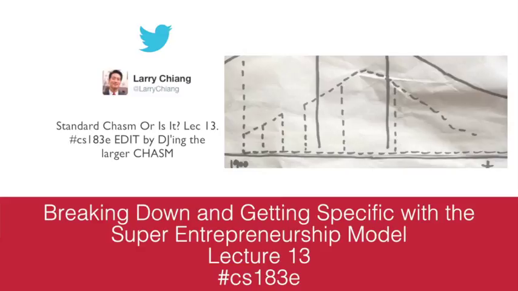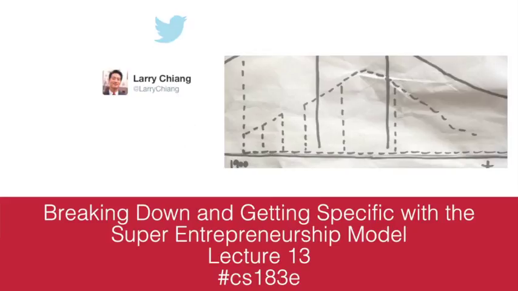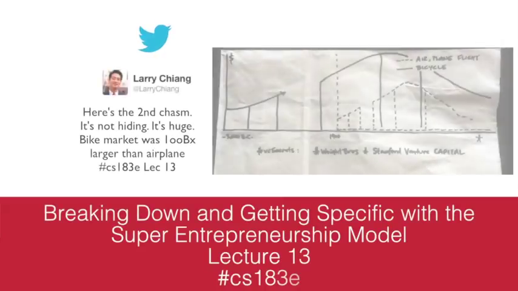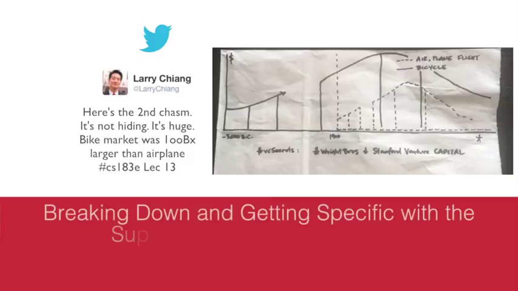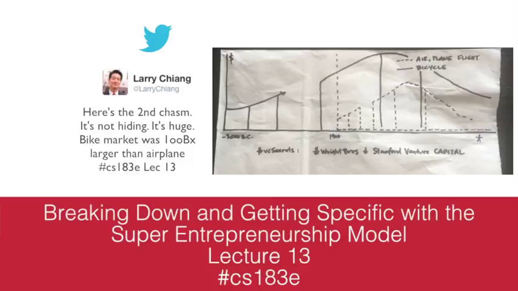The chasm is something that's got another chasm that surrounds it. Here's the second chasm. It's absolutely not hiding. So the dotted line chasm, we'll go into specifics. This is lecture 13, the super entrepreneurship model. In the next lecture, lecture 14, we're actually going into more expansion of exactly how to DJ up the second chasm.